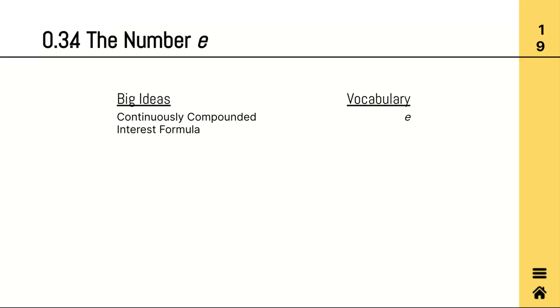All right, video number 4, the last of chapter 0, section 3. This time we're talking about the number e. You say, wait, that's a letter. I say, yeah, I know, but actually it's a number. So the big idea here is the continuously compounded interest formula. That's something you might have heard before, and the only vocabulary is that number e. So let's get rocking and rolling and talk about that number e.